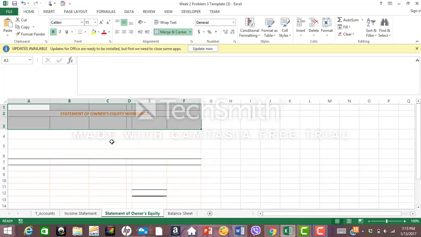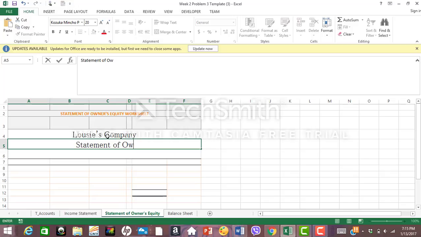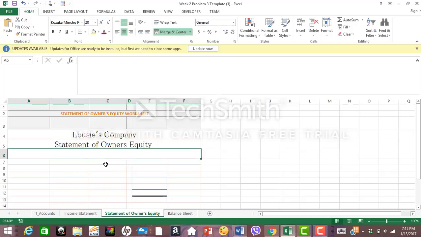Then we have the statement of owner's equity, which starts the same way, with Louise's company. I'm not going to grade you on spelling. The second line is the statement of owner's equity. And by the way, I will take points off if you don't include this. Make sure you have a proper financial statement heading for the month of December.